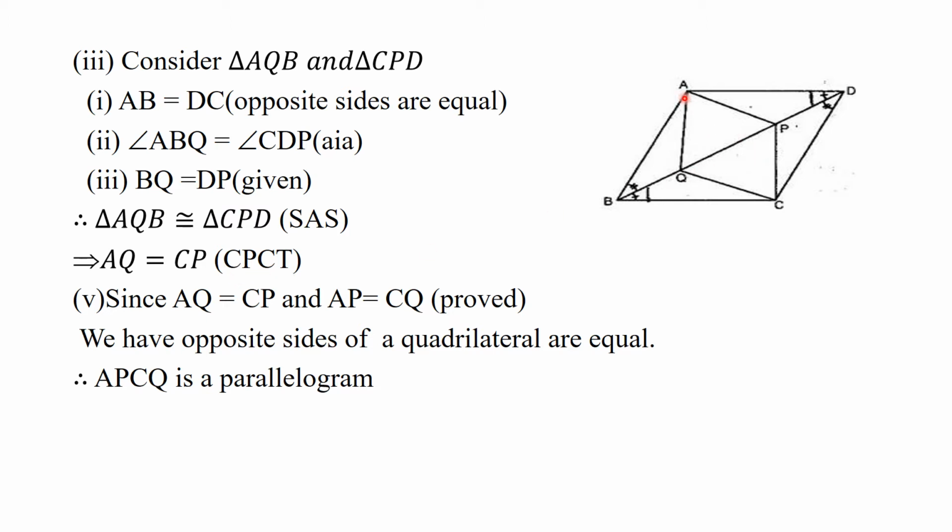Here we have AQ is equal to CP, and from the previous case we can write AP equal to QC. That means opposite sides are equal. If the opposite sides of a quadrilateral are equal, we can say it is a parallelogram. Therefore, APCQ is a parallelogram.